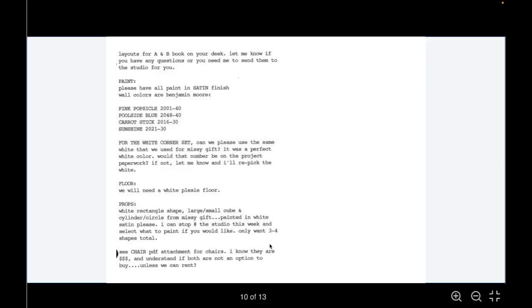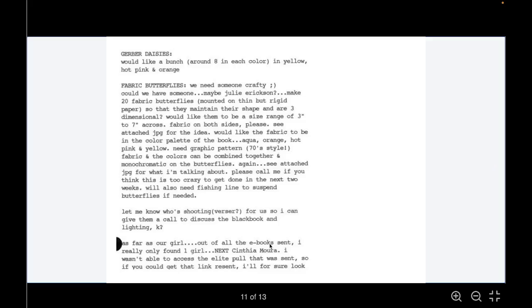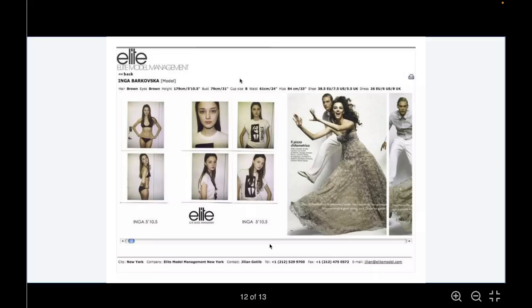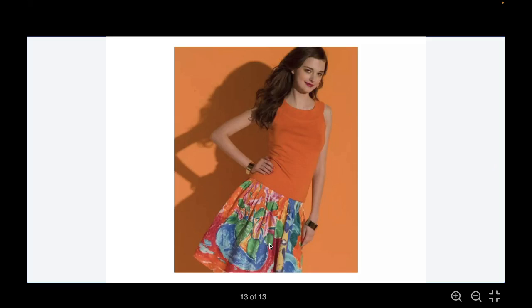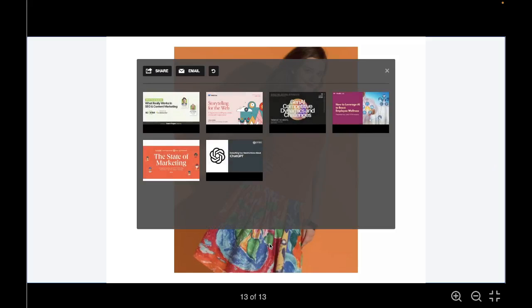There was a specific chair that's attached in here that they wanted. They wanted Gerber daisies, and they wanted fabric butterflies for all of this. And then they'll talk about the lighting. And anyway, this is the girl they ended up picking for this ad campaign. This was the first shot that we actually did for this, and that's actually all I've got.